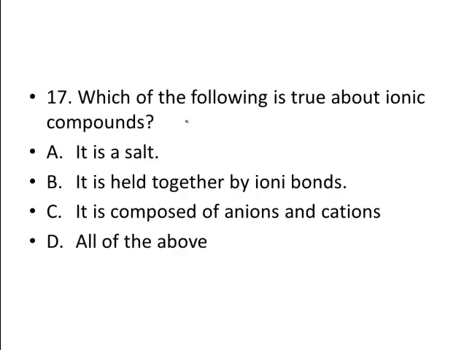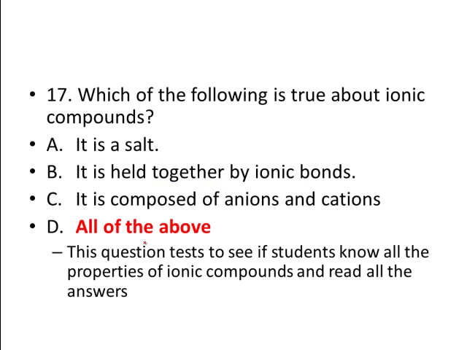Number 17. Which of the following is true of ionic compounds? And this is just one where these are all the properties of ionic compound. It's held together by ionic bonds, composed of anions and cations, and the answer is simply all of the above. This is to see if the students know all the properties from definitional. This is as straightforward as you can get in terms of question, straight out of the textbook.